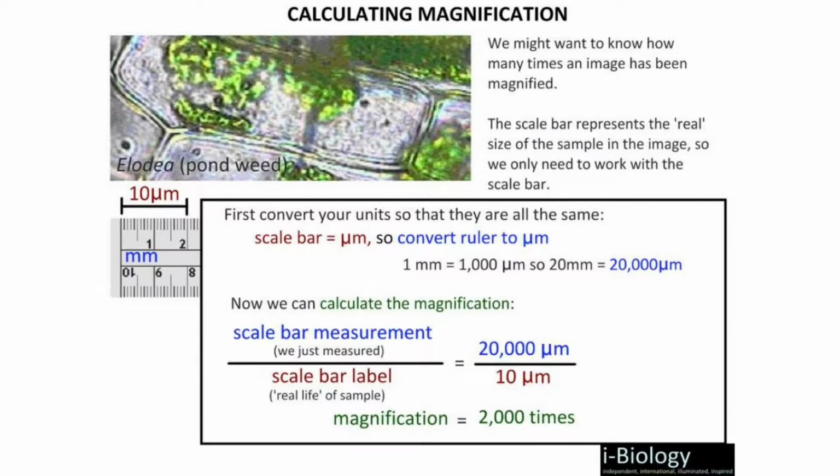And to calculate the magnification, we do 20,000 micrometers divided by 10 micrometers, which is coming from the scale bar label. And we get that the magnification is 2,000 times.